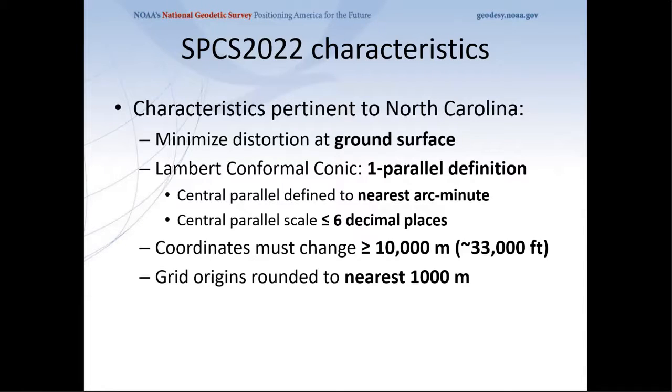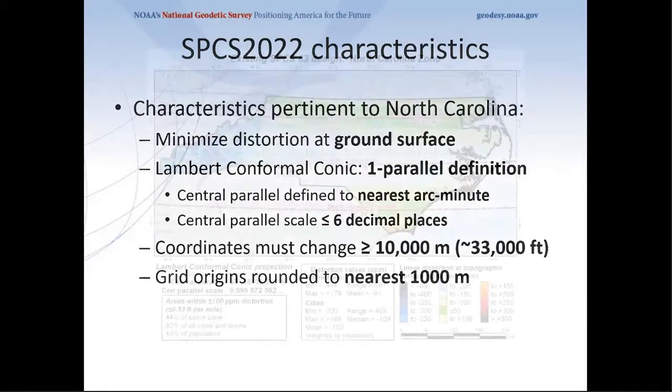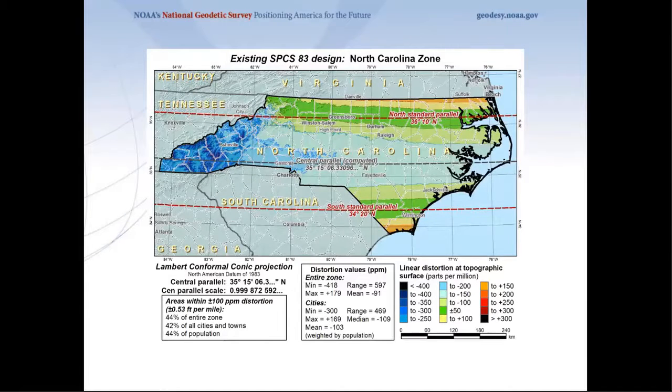So these are the characteristics of our new state plane coordinate system. One is to minimize distortion. So the goal is to have a more topographically fitting grid system, so the distortion from grid to ground can be reduced compared to what we have now. It'll be a one parallel system where we currently have a two parallel system. The central parallel will be to the nearest arc minute, and you'll see that our current one is not. And the coordinates must change at least 10,000 meters. So you can see this big, large difference between our current one and our new state plane coordinate system.